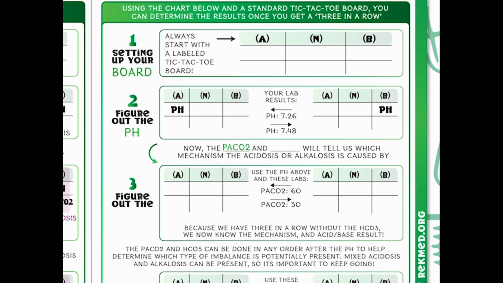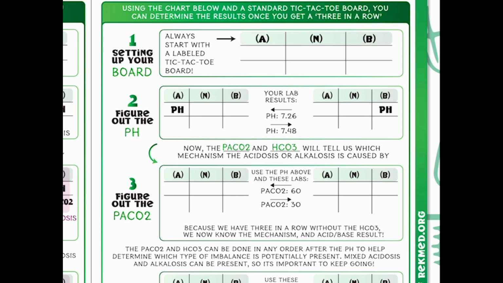Now our PaCO2 and our HCO3, or our carbon dioxide and our bicarb, are going to tell us which mechanism the acidosis or alkalosis is caused by. Let's take a quick step back. In patient 1, since our pH is acidic, we know our patient is in an acidotic state. And in patient 2, we have a patient with a high pH, so this patient is in an alkalotic state. Now, it doesn't really matter what order we do, but we're going to check out the next labs in our ABG. Step 3, we're going to figure out our PaCO2.